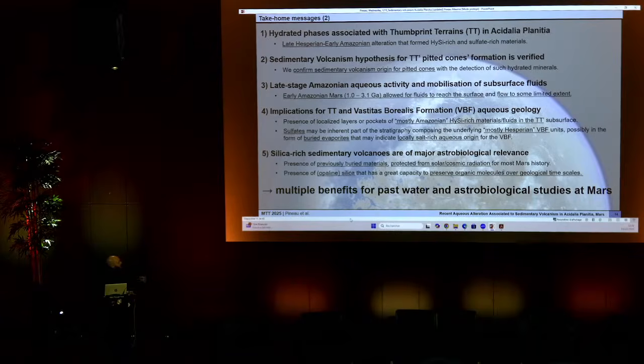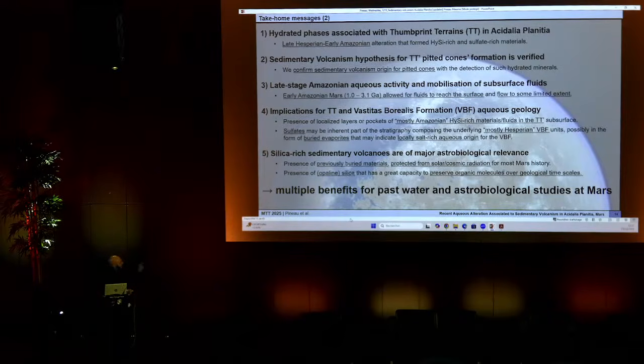And this is the first time that we are able to confirm on Mars the sedimentary volcanism hypothesis using the observation of hydrated minerals. That means that we have aqueous reservoirs that are buried at depth. And this has strong implications for the Vastitas Borealis formation units that could be related to salt-rich oceanic environments.